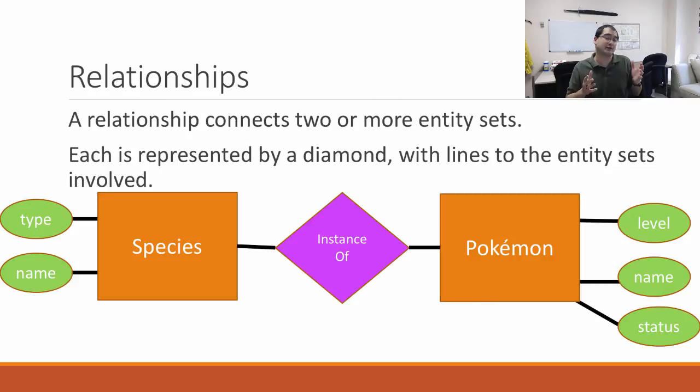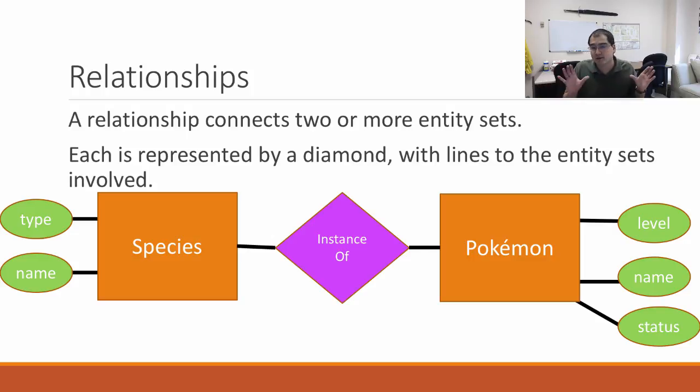The other side is relationships. Relationships connect two or more entity sets. They're connected by lines again, and the name of the relationship is inside of a diamond. And so here I'm saying there is an entity called species, like Pikachu, and there are entities like Pokemon, which would be a very specific Pokemon, like my Rattata is named Jake, and it has a particular level, it has a name, and it has a status effect.